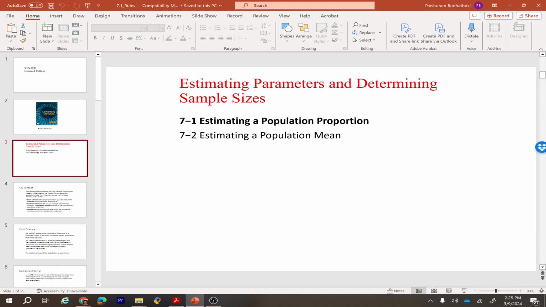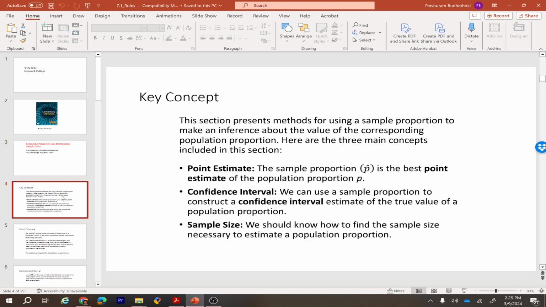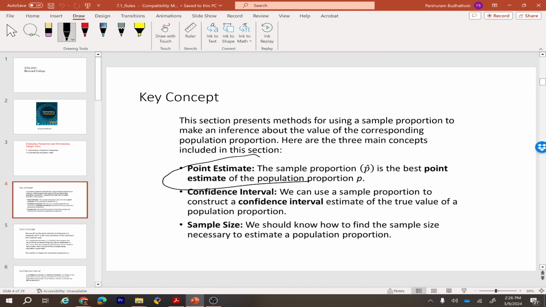So this is chapter 7. There are two sections we're going to cover from this chapter: 7.1, estimating a population proportion, and then 7.2, estimating population mean. So what is population proportion estimation? You would like to find out the population proportion, and for that we use sample proportion. Sample proportion is the best way to estimate population proportion. So that's the first thing we're going to discuss.